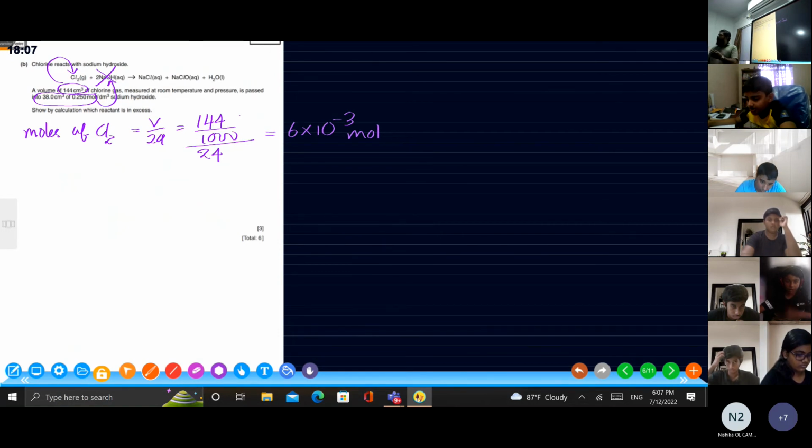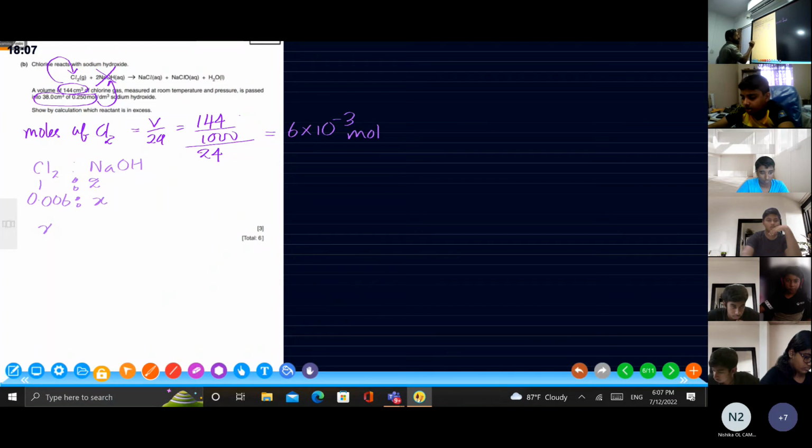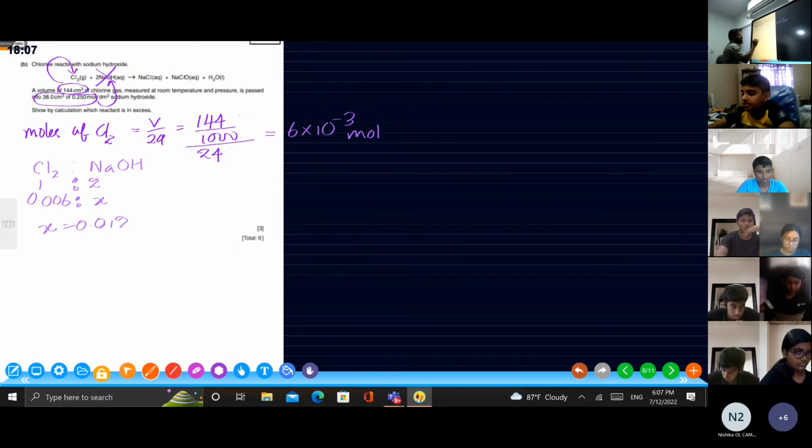And then we usually apply stoichiometry, right? We know the chlorine. So chlorine to sodium hydroxide, the ratio is 1:2. 0.006 is to X. So then X is going to be 0.012 moles. 0.012 moles.